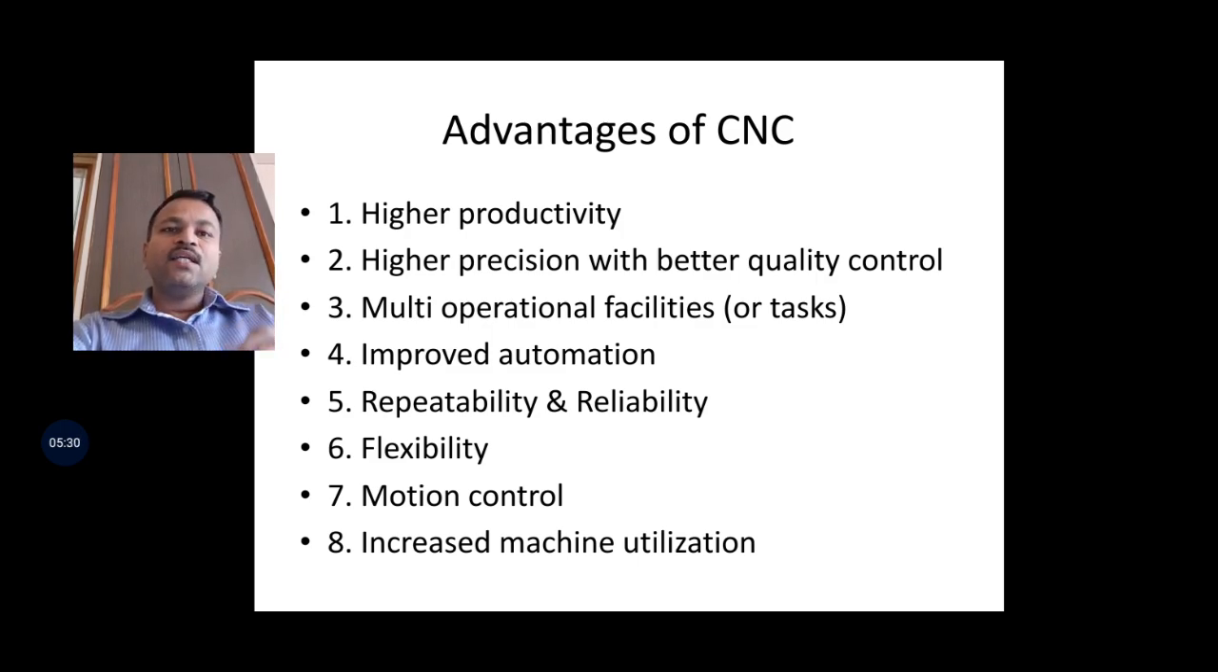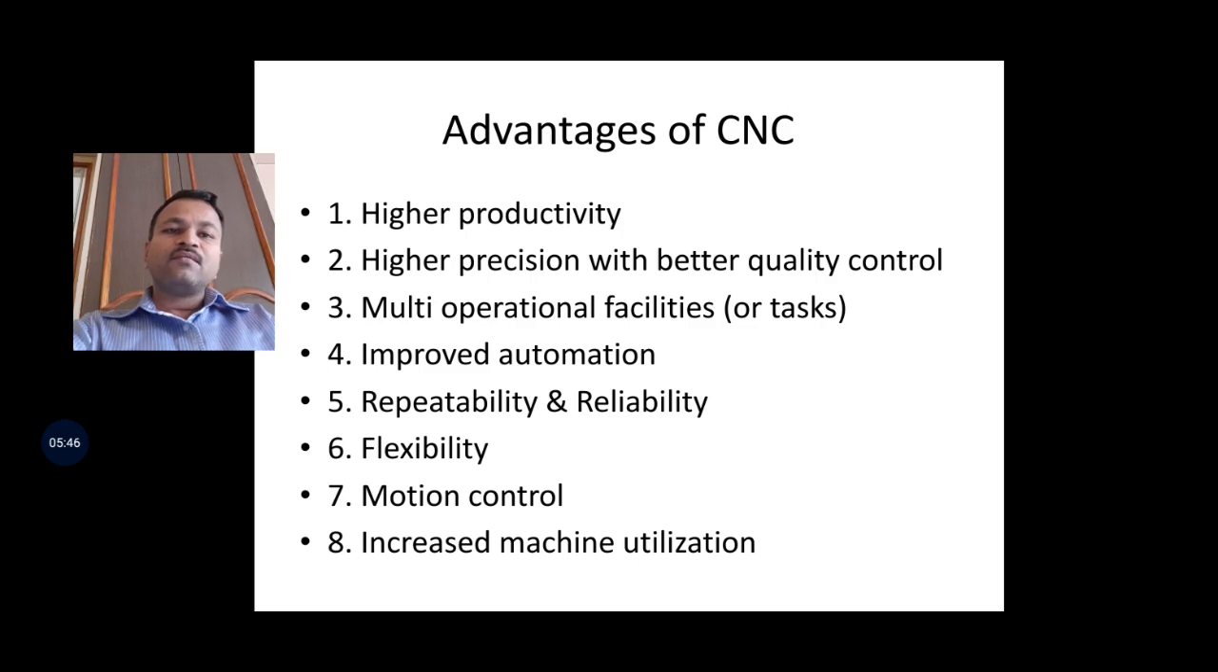All the products you are manufacturing, some 100 components, means 100 components will have the same dimension, no change in the dimension. So it will give repeatedly the same dimension. And you can rely on it also. Reliable means you can believe that.